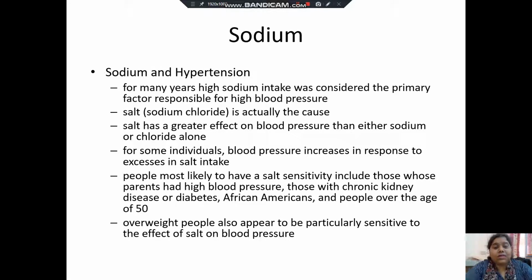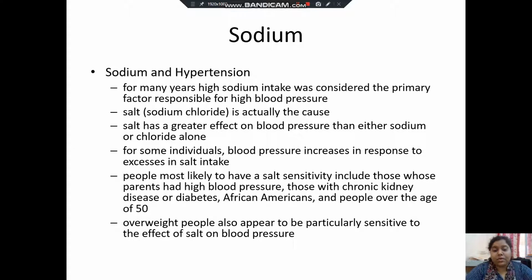Now, what is the relationship between sodium and hypertension? For many years, high sodium intake was considered the primary factor responsible for high blood pressure. Salt, that is sodium chloride, is actually the cause. Salt has a greater effect on blood pressure than either sodium or chloride alone.